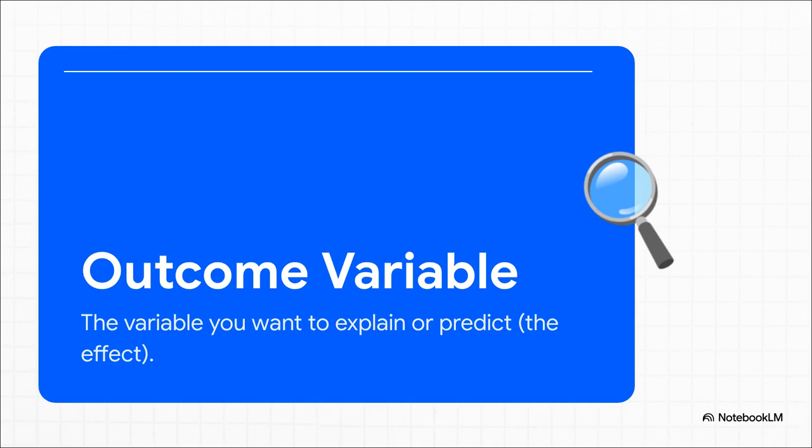Okay, so first up is what's called the outcome variable. The easiest way to think about this is that it's the effect. It's the thing you're trying to explain or predict. So in our sunburn example, what are we trying to explain? The number of moles a person has? Boom, that's our outcome variable.